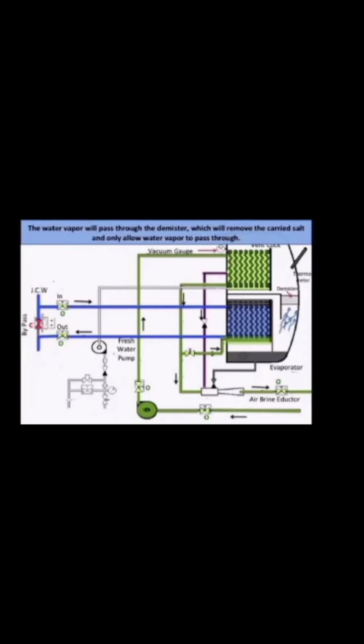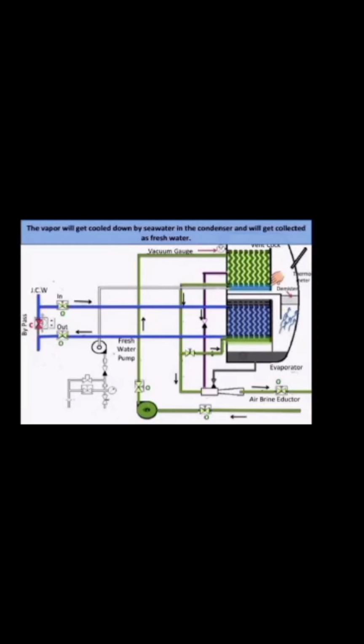The water vapor will pass through the demister, which will remove the carried salt and only allow water vapor to pass through. The shell temperature will increase and there will be a slight drop in the vacuum. This indicates evaporation has started.